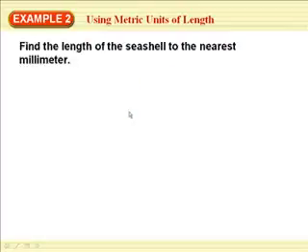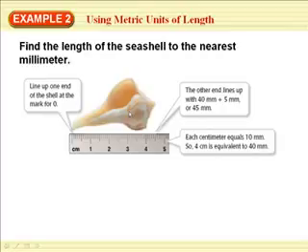Okay, find the length of the seashell to the nearest millimeter. You'll notice this time we're using the side of the ruler that has centimeters, and you'll notice all of those little teeny tick marks. Those are millimeters, and there's 10 of them in 1 centimeter. So we go 10, 20, 30, 40, and it's looking like it's about right there. That's about halfway, so 4 centimeters would be 40 of them because there's 10 in each, and that would be about 45. Since it's millimeters, that's about 45 millimeters.